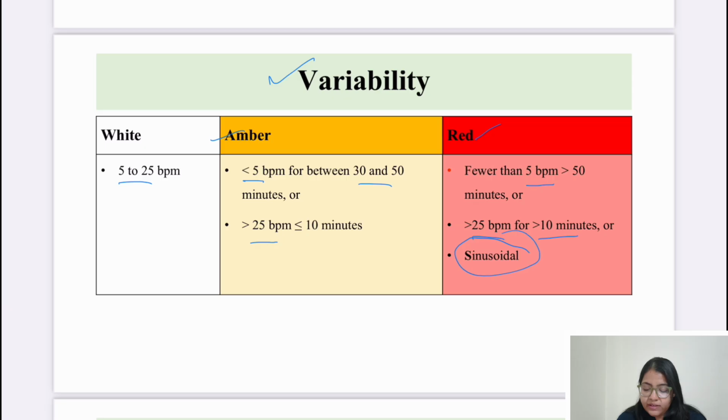And if the pattern is sinusoidal, I also taught you what a sinusoidal pattern is. So if there is any of these three, then we call it a red feature.